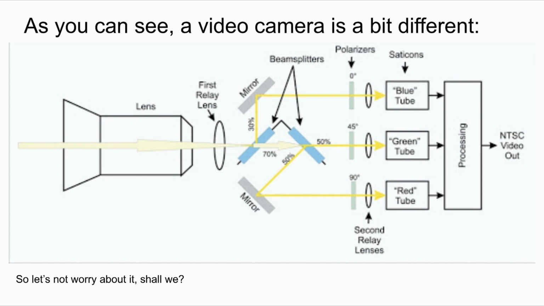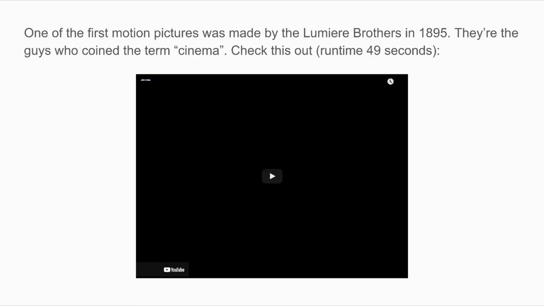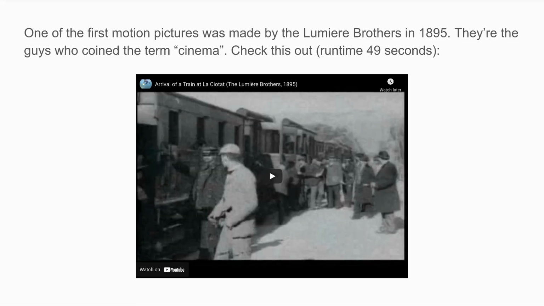You need to know this. You don't. One of the first motion pictures was made by the Lumiere brothers in 1895. They are the guys who coined the term cinema. So let's check this out. This is one of the first motion pictures.